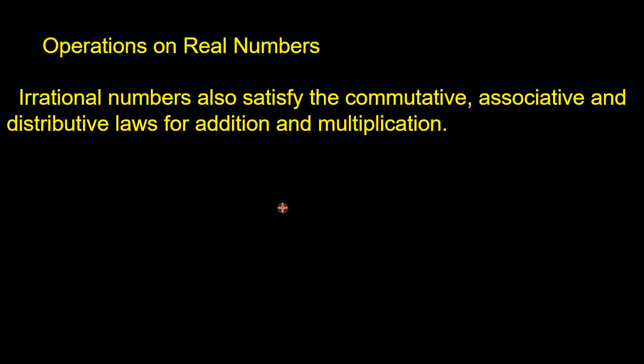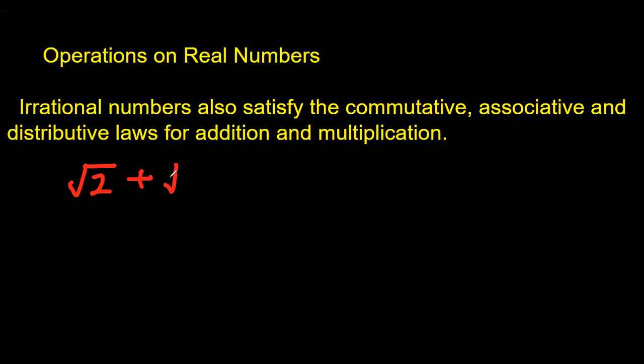Now, let's see what about irrational numbers. Irrational numbers also satisfy the commutative, associative, and distributive laws of addition and multiplication. Let us see what we mean. Let's take two irrational numbers, say under root 2 plus under root 3. This sum will be the same as under root 3 plus under root 2. Just like rational numbers, irrational numbers are also commutative in addition.